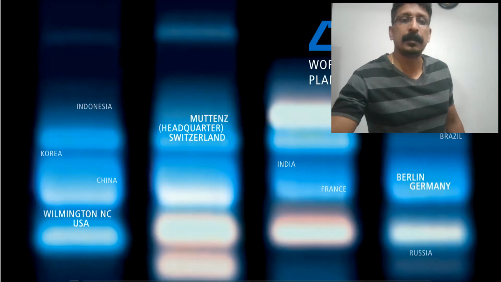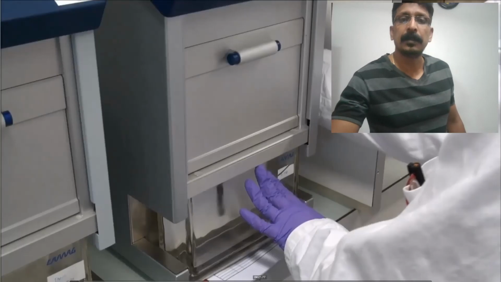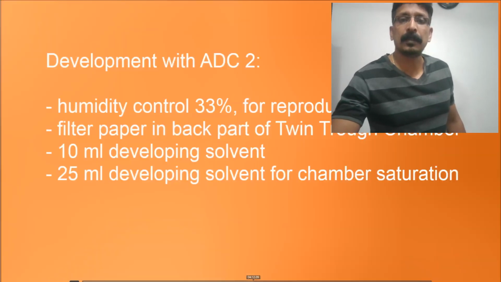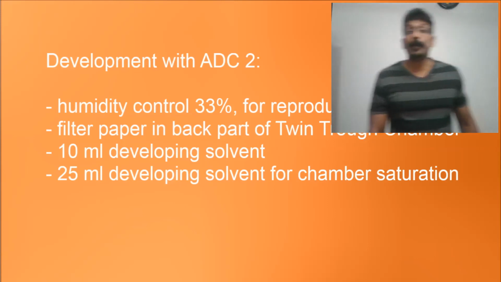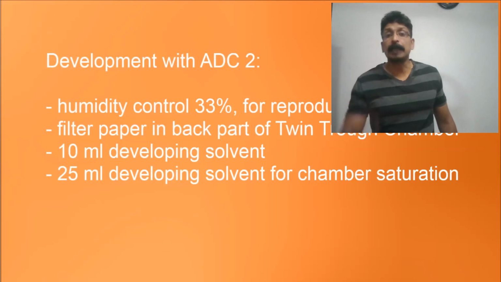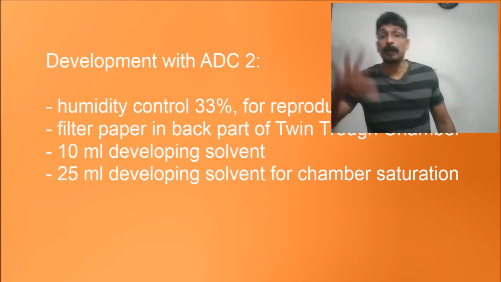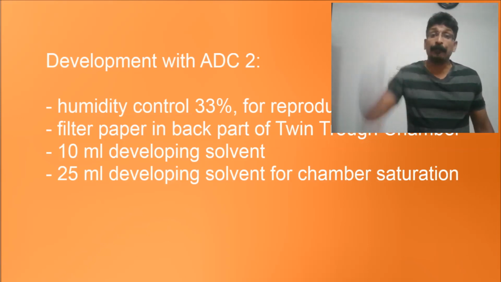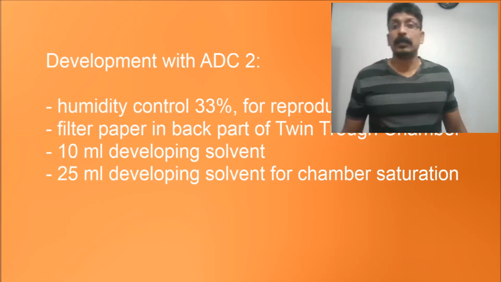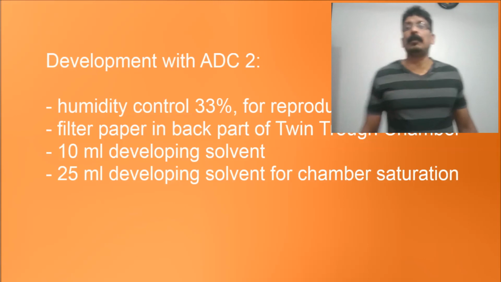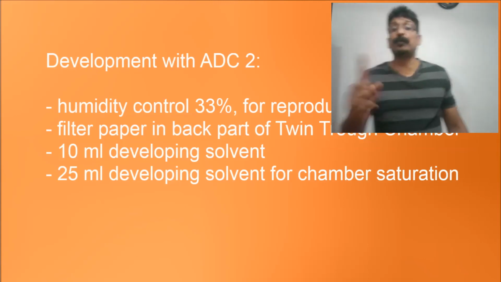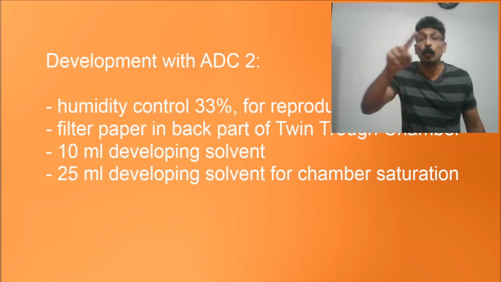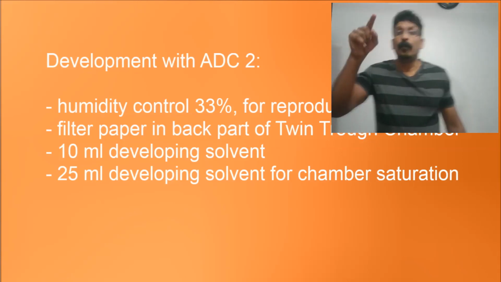See here, after this place, development, you should develop with humidity control at 33%, reproducing the atmosphere. A filter paper will be there inside the chamber, which is also impregnated with the developing solvent, and 10 ml is for developing solvent and 25 ml is for the chamber saturation. So they have two places where she was rinsing. The same two places will be shown now.